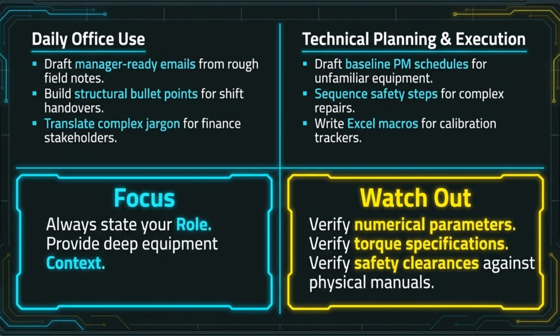In summary, use AI for drafting communications and planning tasks, but keep your focus on providing clear roles and deep context. Most importantly, always verify numerical parameters, specifications, and safety clearances. You have the final say on all technical output.